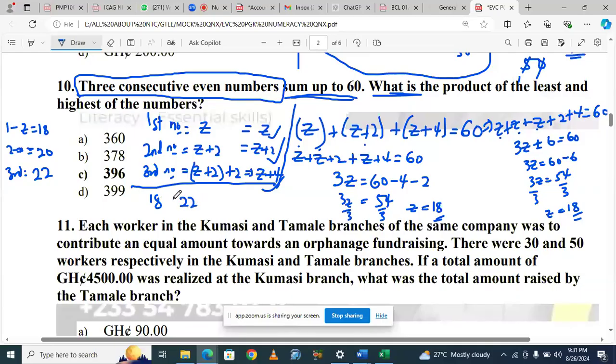So, the product means what? 18 times 22. So 18 times 22 is going to give you 396. And that is what you have here.